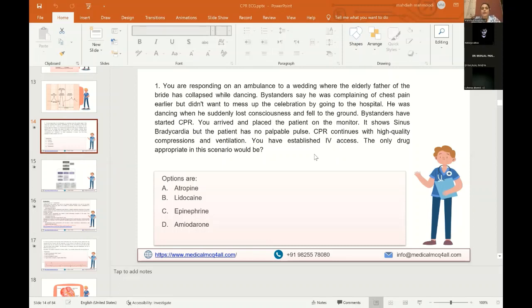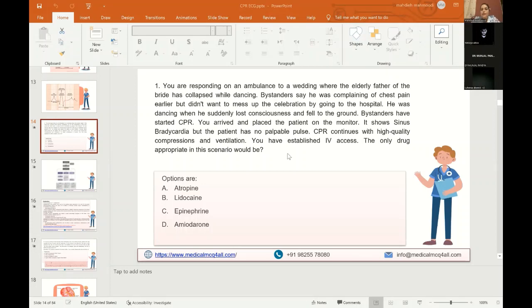Okay, number one. You are responding on an ambulance to a wedding where the elderly father of the bride has collapsed while dancing. Bystanders say he was complaining of chest pain earlier, but didn't want to mess up the celebration by going to the hospital. He was dancing when he suddenly lost consciousness and fell to the ground. Bystanders have done standard CPR.